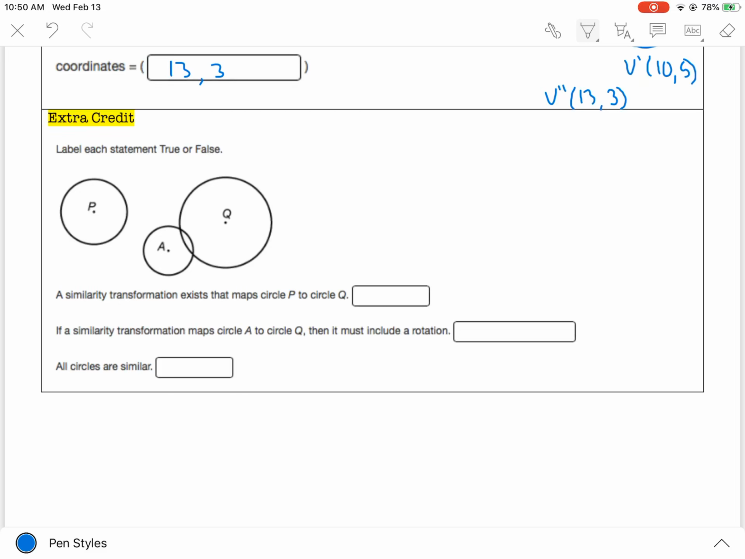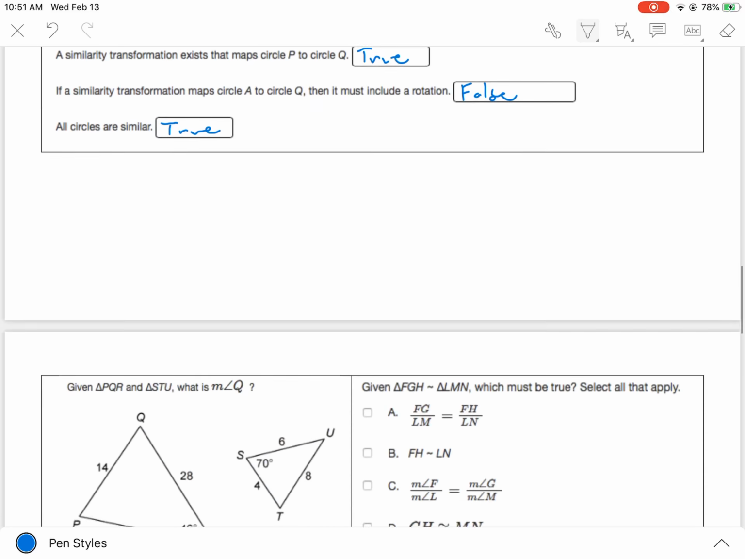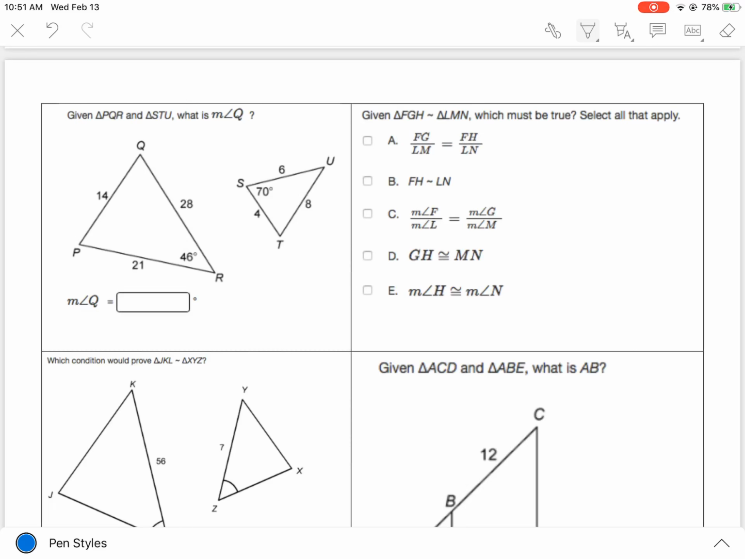Label each statement as true or false. Similarity transformation exists that maps circle P to circle Q. True. All circles are similar, so there's always going to be a similarity transformation. If a similarity transformation maps circle A to circle Q, then it must include a rotation. False. It could be a translation. All circles are similar. True. Talked about that already.